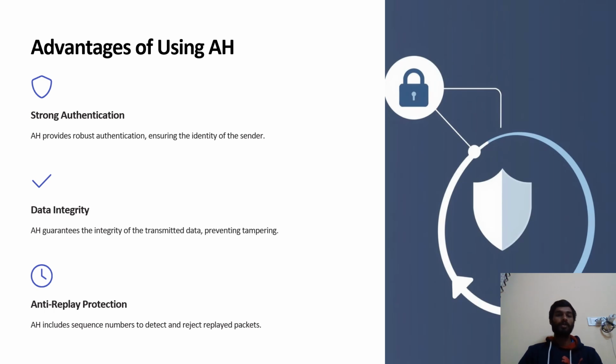Advantages of using an authentication header. Strong authentication. Authentication header provides robust authentication, ensuring the identity of the sender. Data integrity. Authentication header guarantees the integrity of the transmitted data, preventing tampering. Anti-replay protection. Authentication header includes sequence numbers to detect and reject replayed packets.